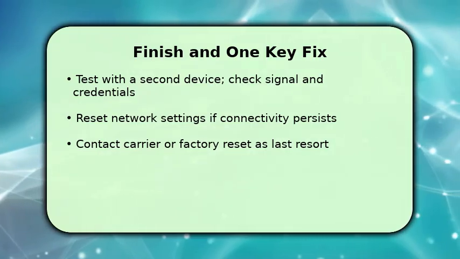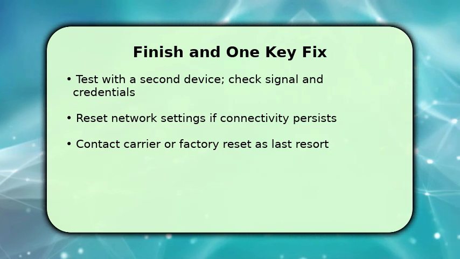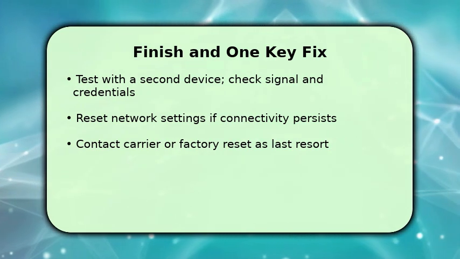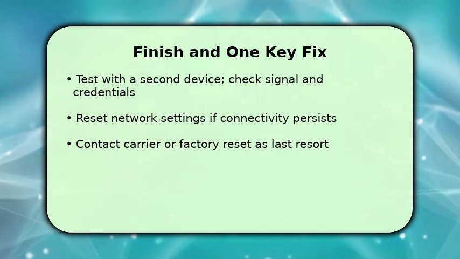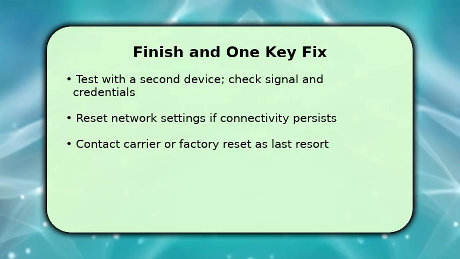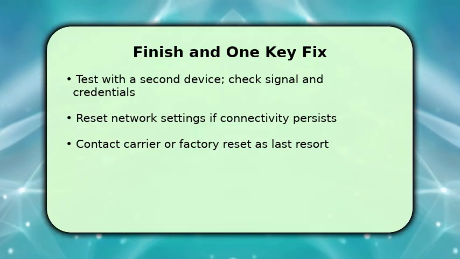One key troubleshooting tip. If only Wi-Fi hotspot fails but USB tethering works, the phone's Wi-Fi radio or hotspot band is the likely culprit. Focus repairs there.